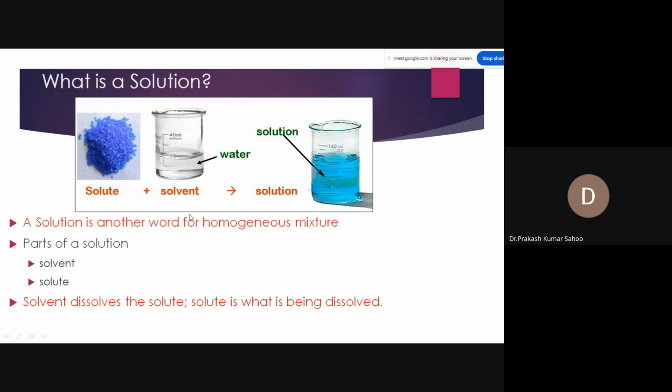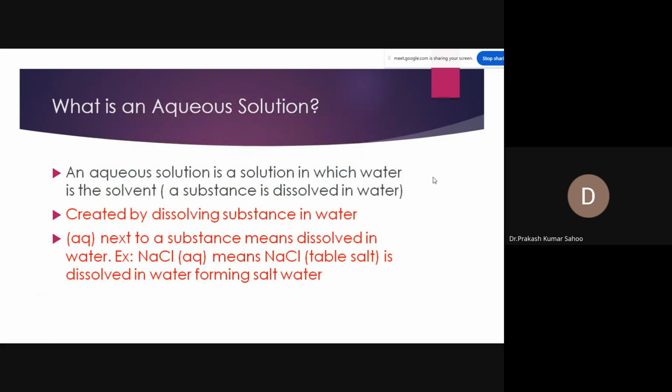That is, when water and the salt get dissolved, then both are converted to a single phase. That is your liquid phase. So the parts of a solution are your solvent as well as your solute. The solvent dissolves the solute. The solute is what is being dissolved. So this is a very fundamental thing.